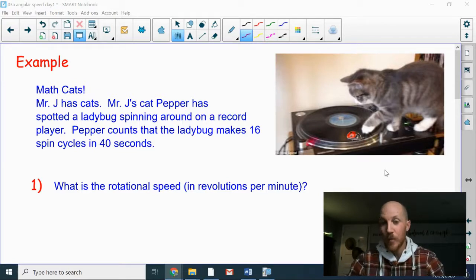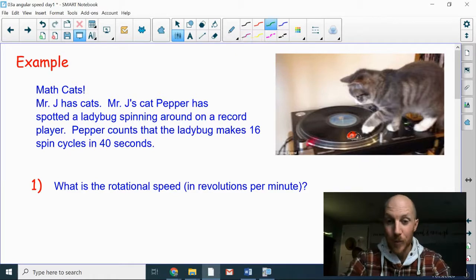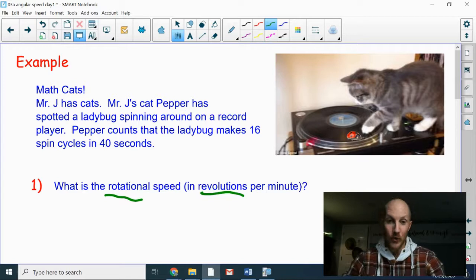So Pepper, being a math cat, decided to count how many times the ladybug spins around, and he found out the ladybug does 16 spin cycles on the record player in 40 seconds. And we're going to do some math here. Number one, what is the rotational speed, measured in revolutions per minute? So revolution and rotation, two different words that for our purposes mean the same thing. Both of those refer to circles, cycles, spins, a trip around a circle.